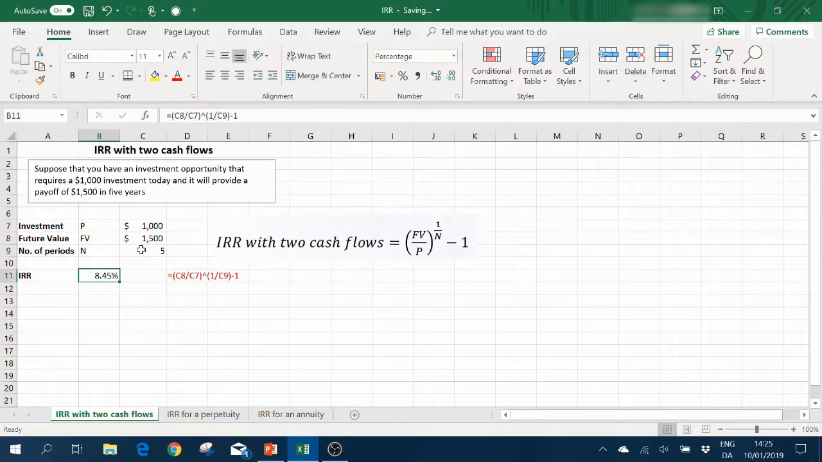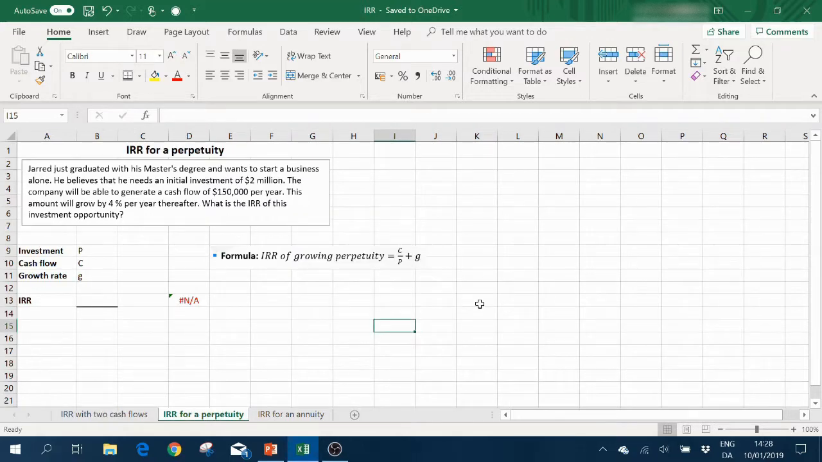This gives us an IRR of 8.45%. So what this means is that if you want this investment to break even, if you want to find out what the interest rate would be if our NPV was equal to 0, then it would be 8.45%.